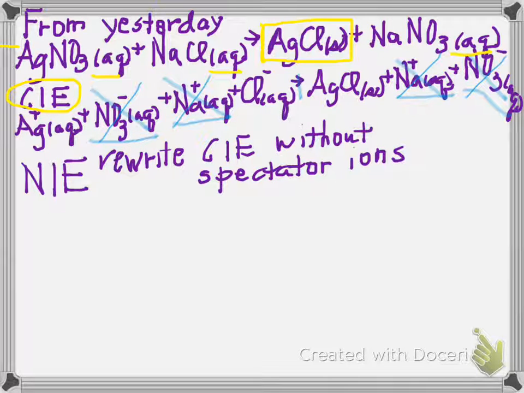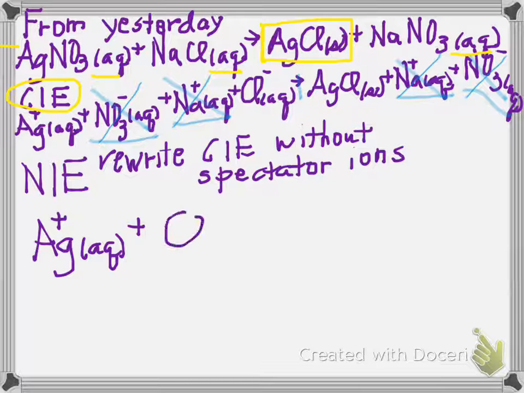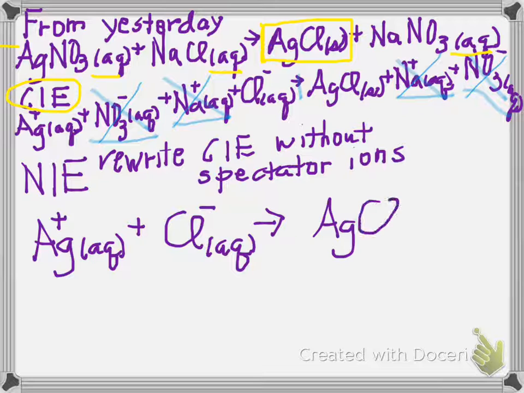So our net ionic equation for this reaction that we were working on yesterday is Ag plus aqueous. Again, I still have to have my symbol, my charge, my state of matter for my ions, plus Cl minus aqueous yields AgCl solid.